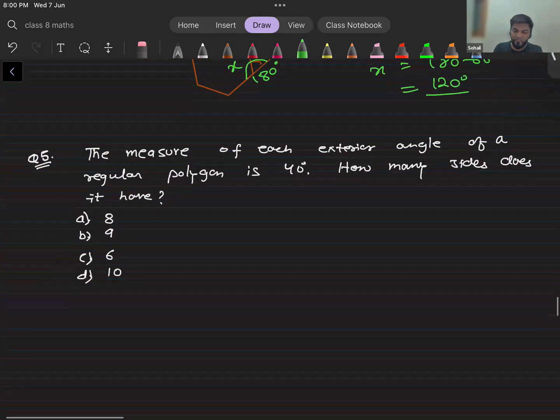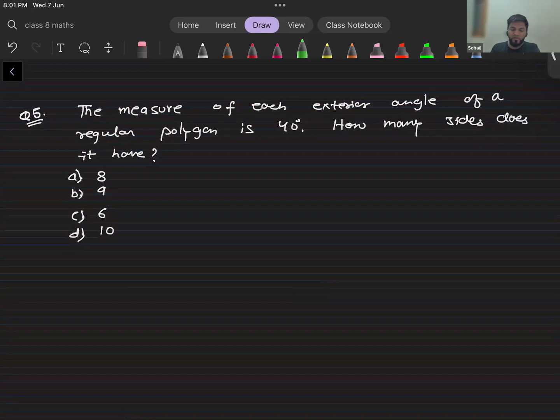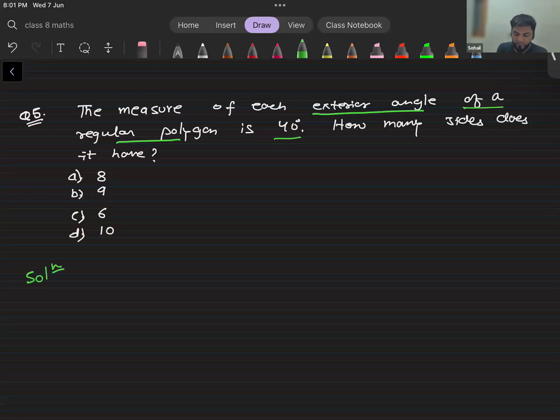Yes. Okay, see question number 5. The measurement of each exterior angle of a regular polygon is 40 degree. There is a regular polygon whose exterior angle measures 40 degree. How many sides does it have? Interesting question. You are provided with a polygon. You don't know the polygon. Its exterior angle is given, 40 degree. Now you need to find how many sides it has. Solve this one and write your answers in the box.